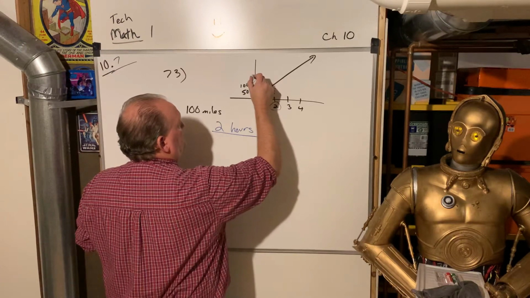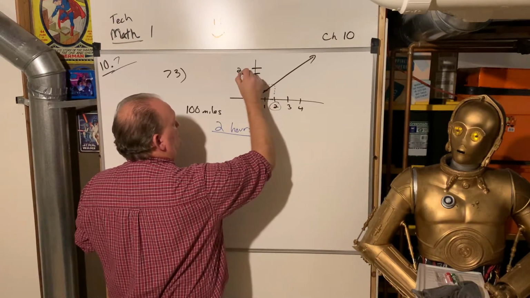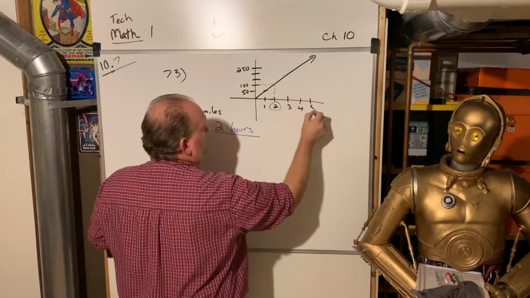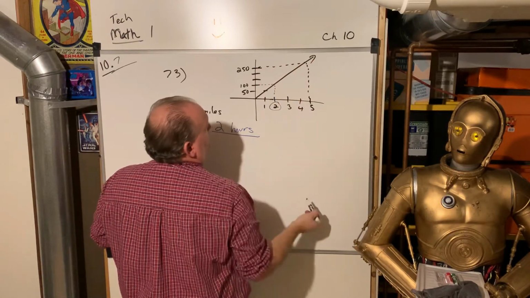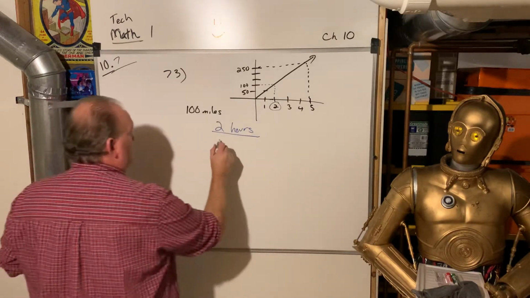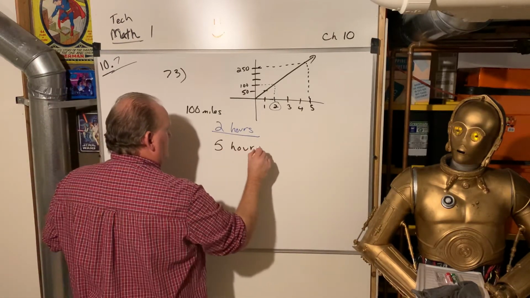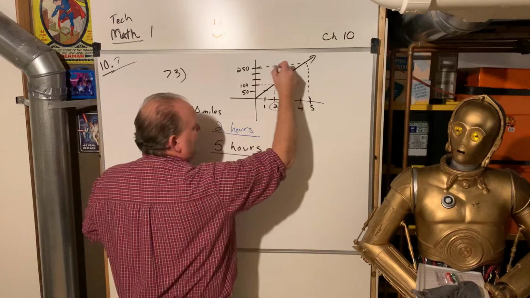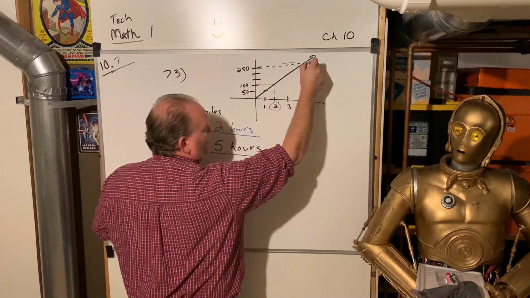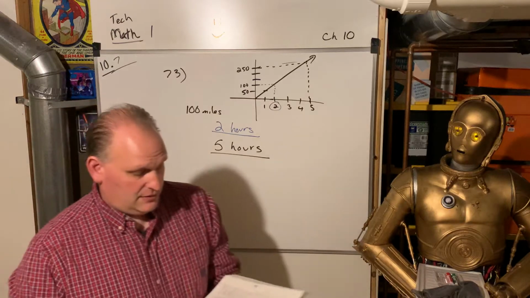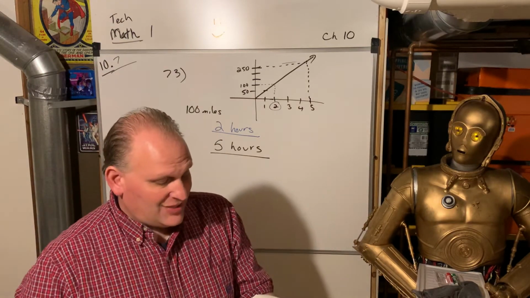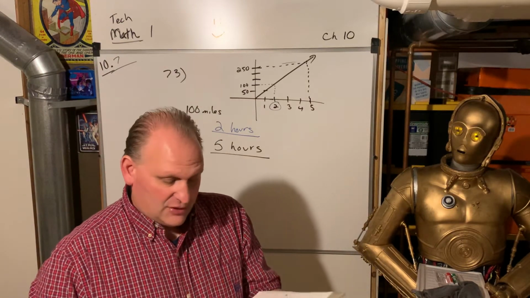So 150, 200, that's 250 right there. And that's going to be 5 hours. So what you do is you just follow it across here on that point, and then you go straight down. And that's how you're using the graph to figure out the answers, okay?